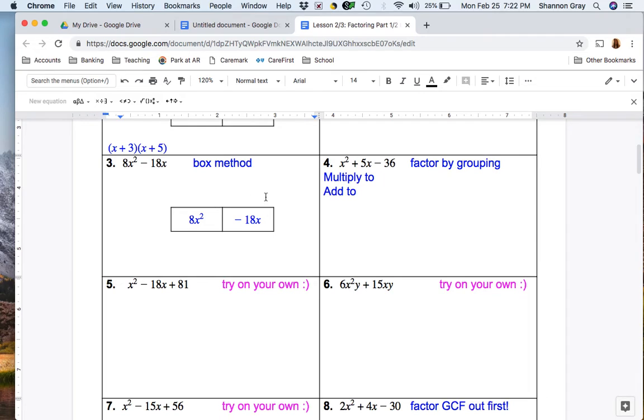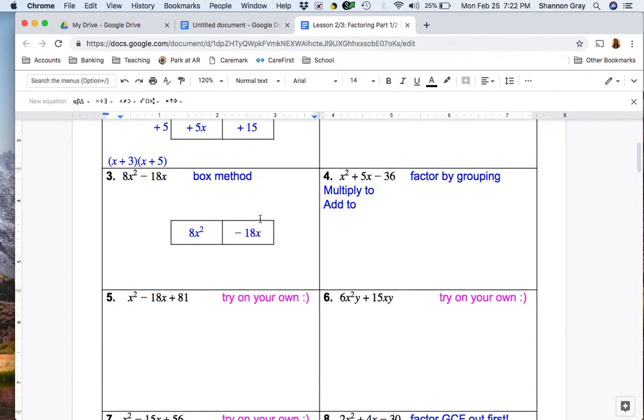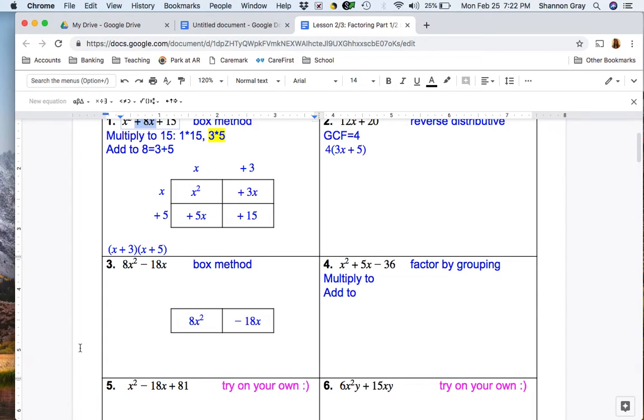All right, so number 3. I went ahead and set this up ahead of time. So we've got 8x squared and negative 18x. We're thinking about the same thing that we were up here. What's the GCF? What is the largest thing that these two have in common? Well, they're both even, so I know that they both have a factor of 2. But do they have anything larger than that? Well, 3 and 4 don't work. So I know that 2 is the largest GCF there with regard to the coefficients.